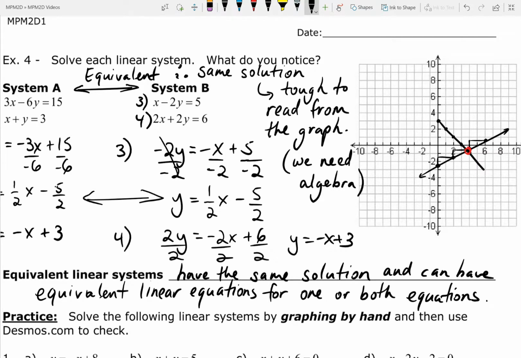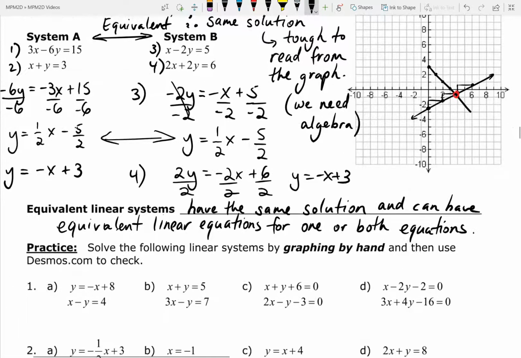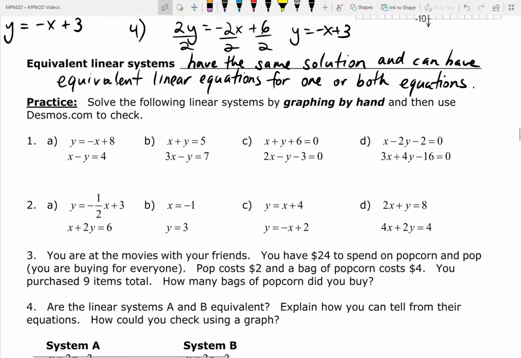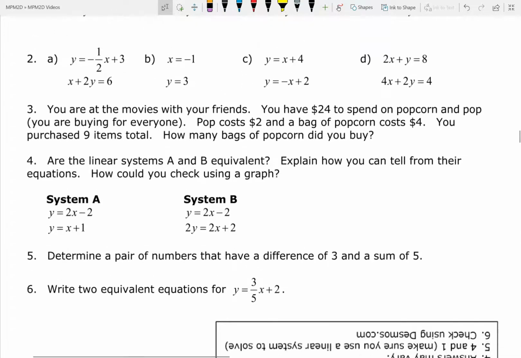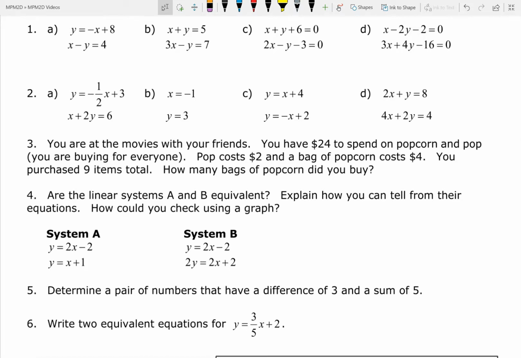Okay, so there is some practice for you to try, graphing by hand and solving by finding the point of intersection of each linear system. And that ends this video. I also suggest, as you graph them and find your point of intersection, use Desmos to check your answer. But it's very important that you know how to graph this by hand. All right.